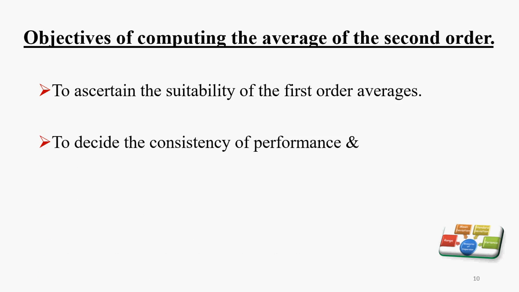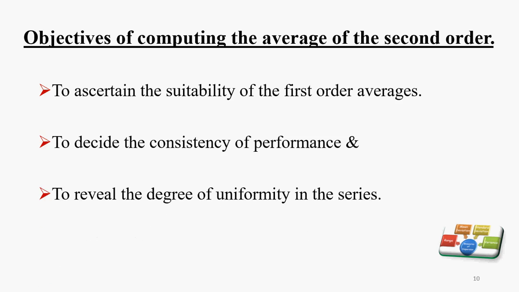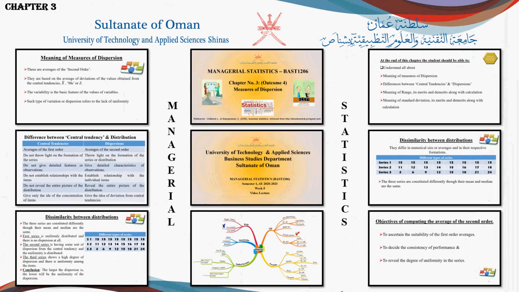The second one is to decide the consistency of performance and to reveal the degree of uniformity in the series. How consistent it is. The consistency is very close or very far, so that we can understand. That is the second objective. Not only that, what is uniformity? Whether they are very close in variation or very far, whether uniformity is there or not in the series, that we can understand very well. So this is the information with regards to dispersion. I hope this information is clear to understand.